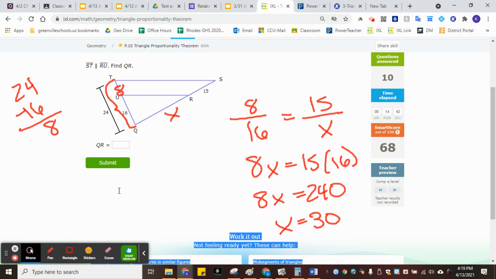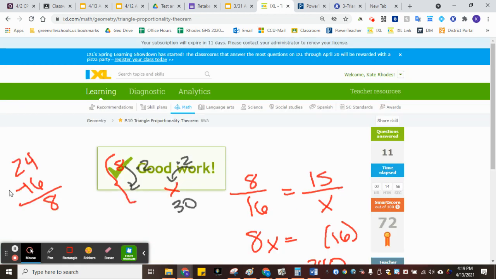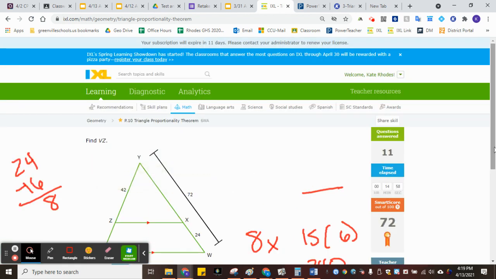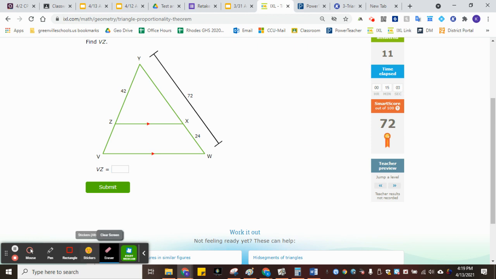And that made sense. I didn't have to do any of that work if I had looked at my proportion. Look at my proportion up here. 8 to 16, I times by 2. So 15 times 2 should give me 30. Work smarter, not harder. I wouldn't have embarrassed myself, would I? See if I can be more clever on this one.